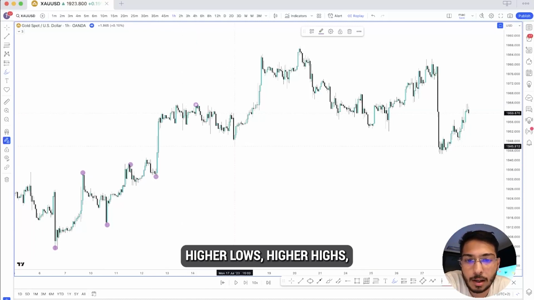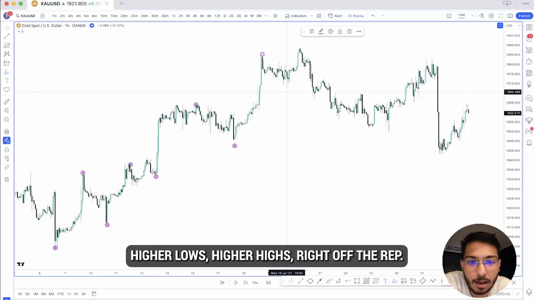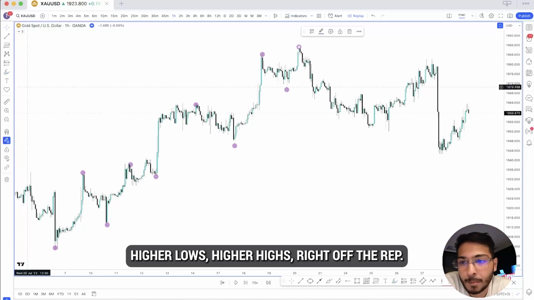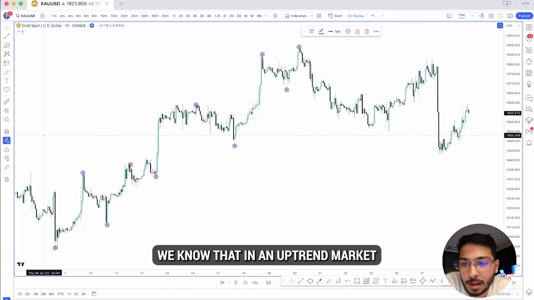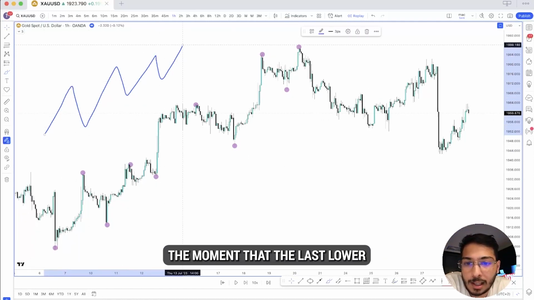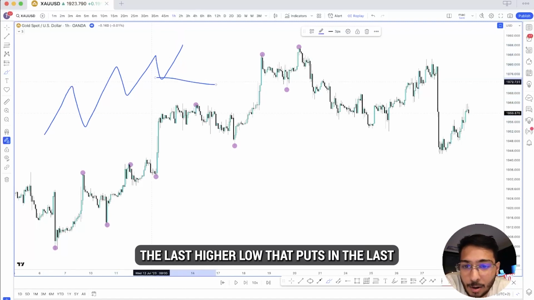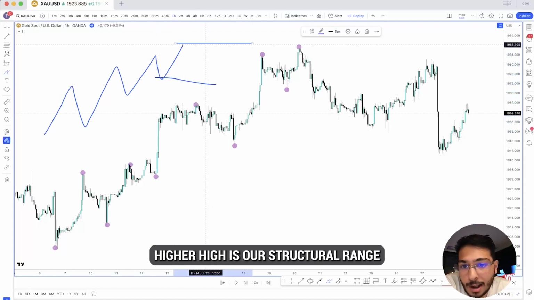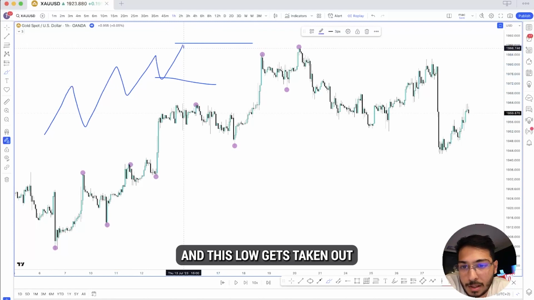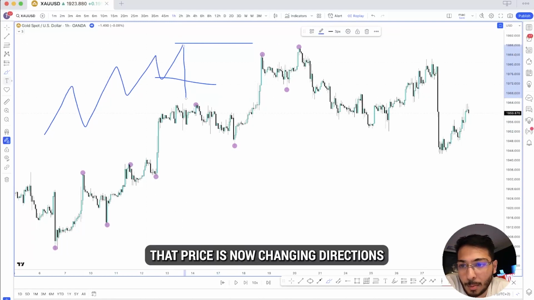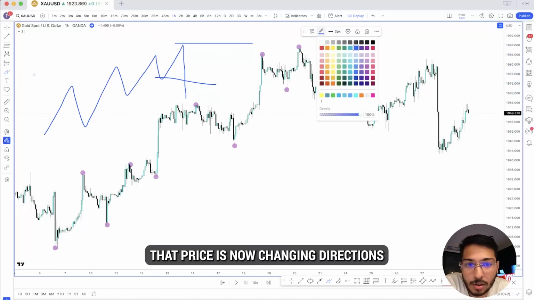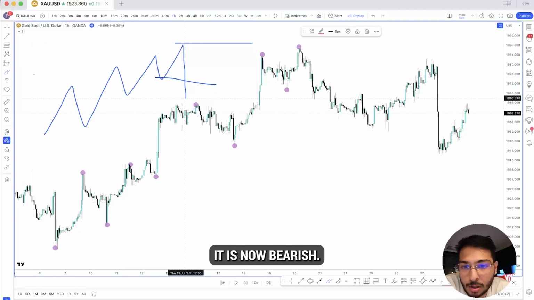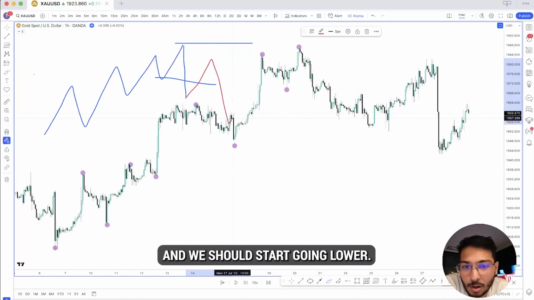Higher highs, higher lows, higher highs, higher lows, higher highs, right? Off the rip, we know that in an uptrending market, the last higher low that puts in the last higher high is our structural range. If this low gets taken out, we know that price is now changing directions. It is now bearish. We should get a retracement and we should start going lower.